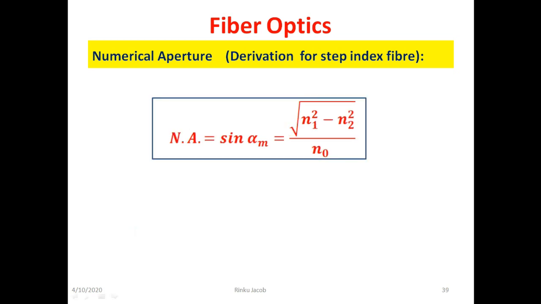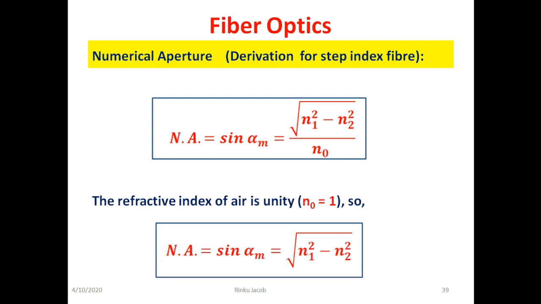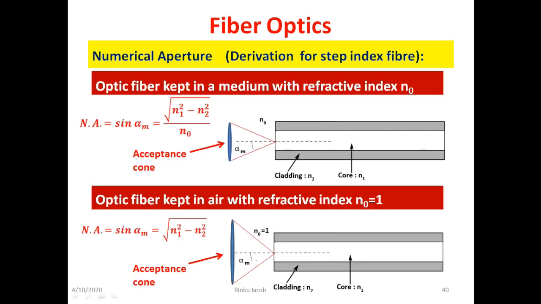This is the equation for calculating the numerical aperture of an optical fiber when it is placed in a medium having refractive index n0. Now if the optic fiber is kept in air, then the value of n0 is unity. So the equation takes the form numerical aperture NA equal to square root of n1 square minus n2 square. Now we make a comparison between the numerical aperture of an optic fiber placed in air and that placed in a medium of refractive index n0 which is greater than the value in air.